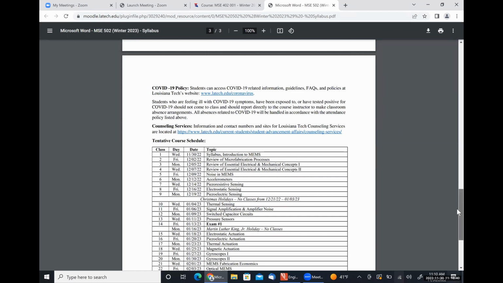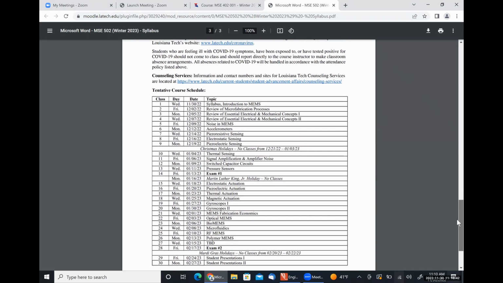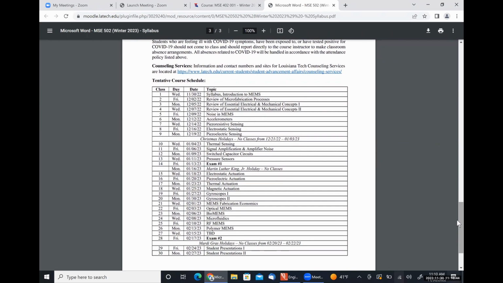And then some stuff about counseling services, how to access them and all that kind of good stuff. And then we have our tentative course schedule.